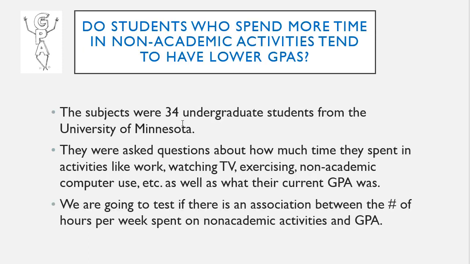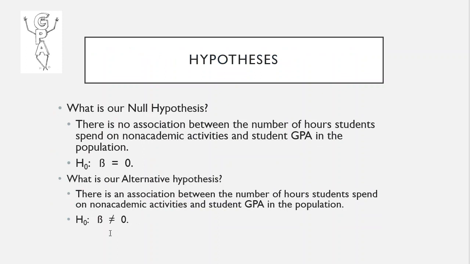Now again, there's 34 students in our sample, but what we're interested in is whether this is a general pattern among all students at the University of Minnesota. So there's a population of all students. We don't have the data for the entire population, so we're using these 34 students to give us insight into what would be true for the whole population. Alternatively, there could be an association. If there were an association, then the slope of the regression line wouldn't be 0, and it would be something else, and we've got to figure out what that is.